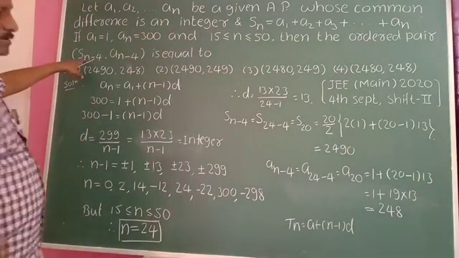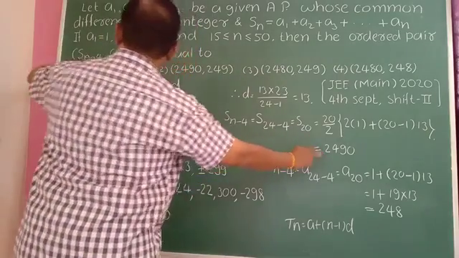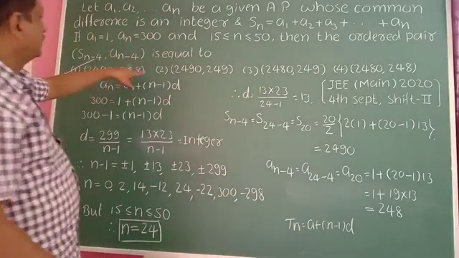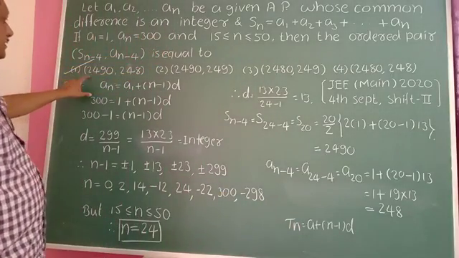Yes, S n minus 4 is 2490. a n minus 4 is 248. Therefore the first option is correct.